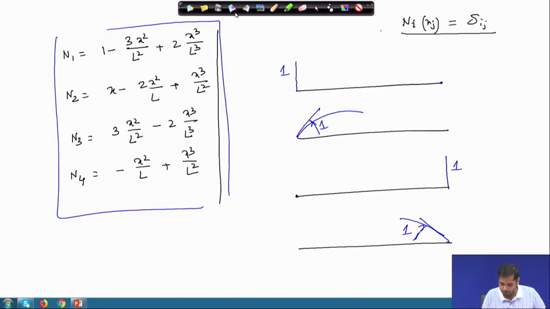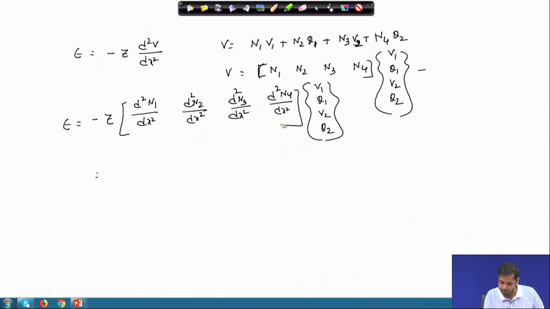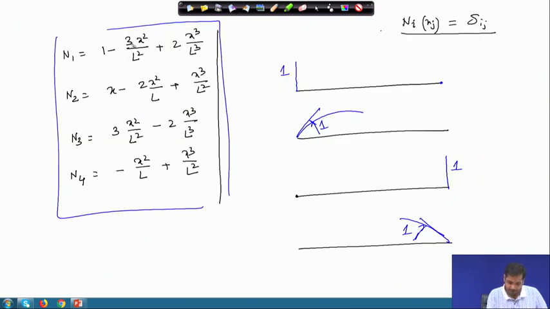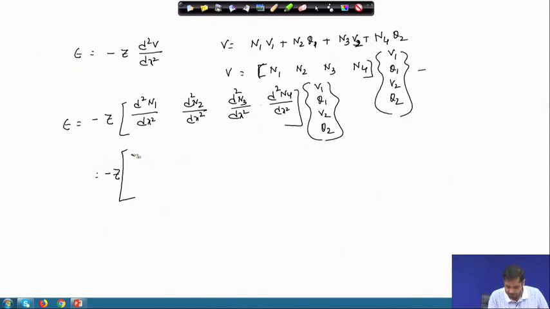Now, we already know the expressions for N1, N2, N3, N4. If we substitute those expressions in this equation, what we get is minus z. Let me write the expression here. What we get from N1 is minus 6 by L square, and the x cube term gives you 12x by L cube, right. So, this becomes minus 6 by L square plus 12x by L cube.